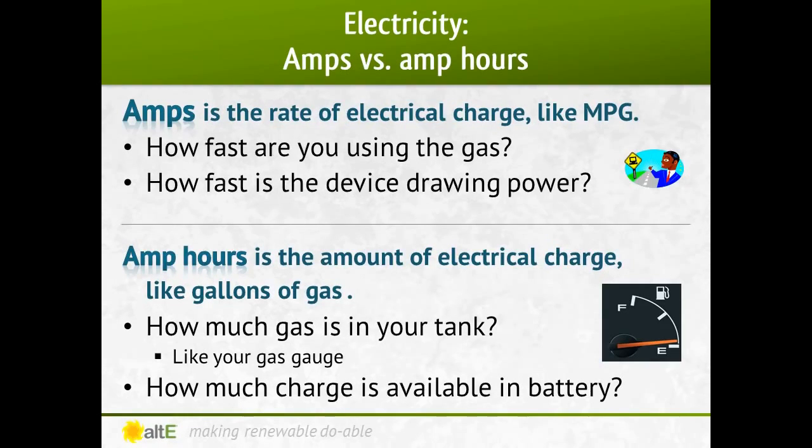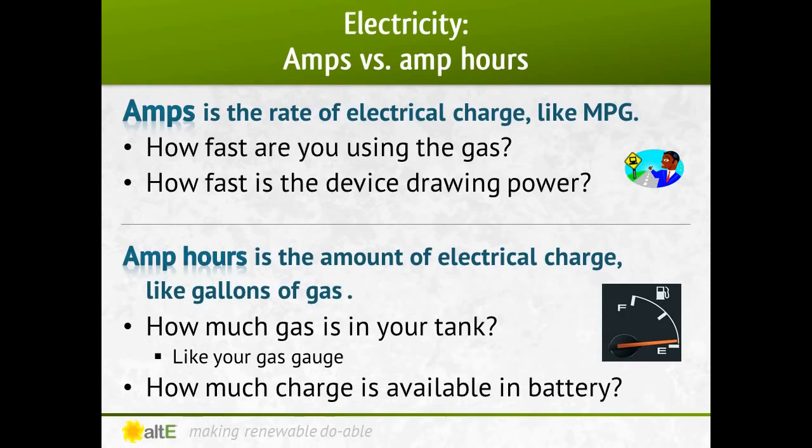Now let's do the same with amps versus amp hours. Amps is the rate of electrical charge, like miles per gallon. How fast are you using the gas in your tank? An amp meter shows you how fast a device is drawing power. The lower the miles per gallon, the faster you're using the gas, and the sooner you'll run out of gas and be hitchhiking on the side of the road. Inversely, the higher the amps, the faster you are using the power in the battery, the sooner your battery will go dead.